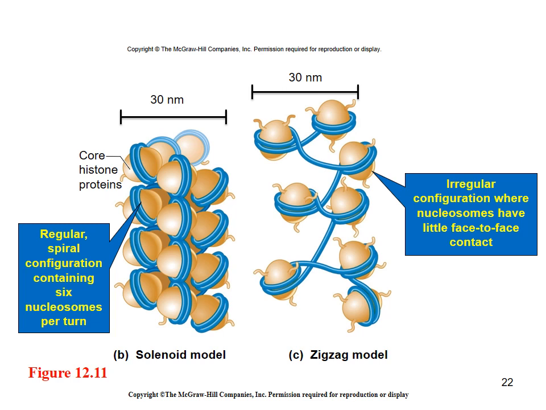It's going to have a nice little spiral, about 6 nucleosomes per turn, whereas your zigzag model will be a little bit more spaced out, allowing for the configuration to not have as much face-to-face physical contact with the nucleosomes. Notice how regardless of which model is used, the width will still be 30 nanometers, indicating the name of the fiber that we're looking at at this compaction level. So we're not done yet.